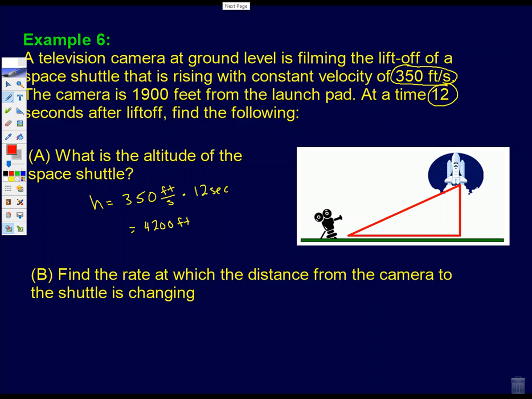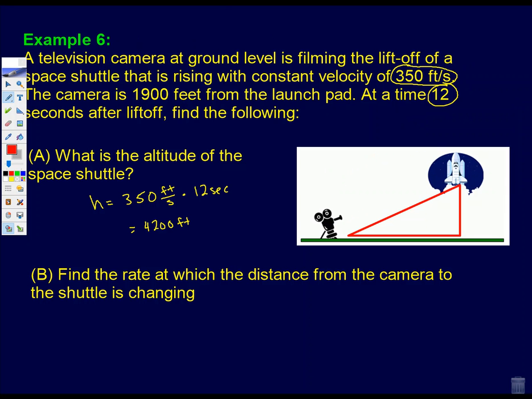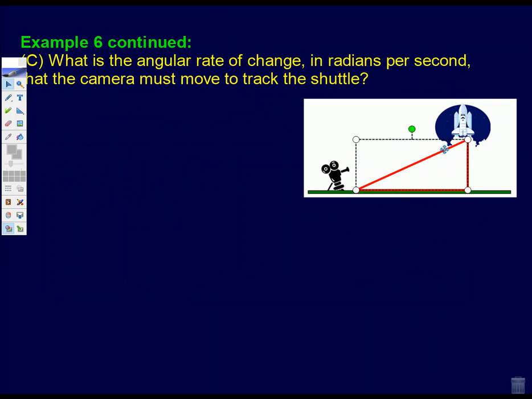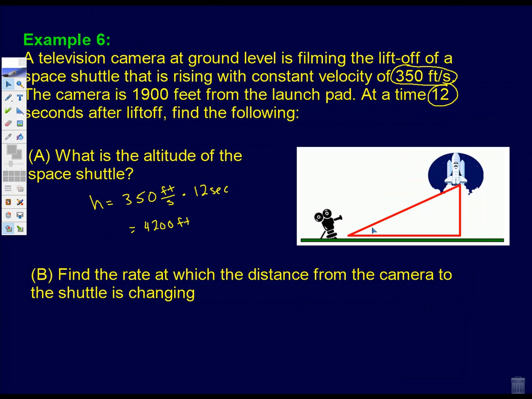On the next slide, we have a second related rate question. What is the angular rate at which the camera must continue to tilt back in order to keep its lens on the shuttle itself, in order to keep track of the shuttle as it goes up and up and up? Okay, in fact, I'm going to go ahead right now and copy that triangle over to that picture also. And we'll go ahead and we'll start working on this problem first here.